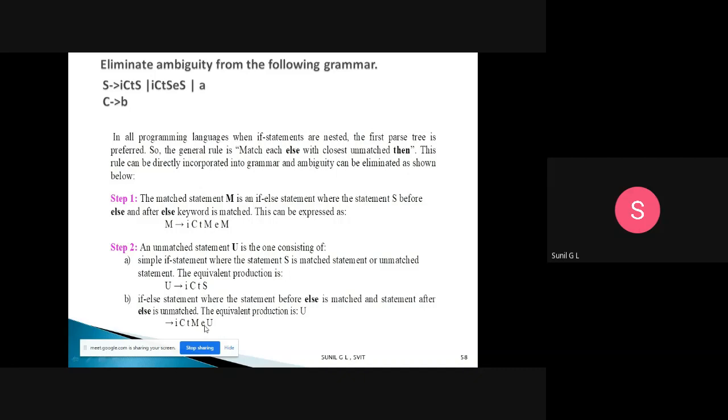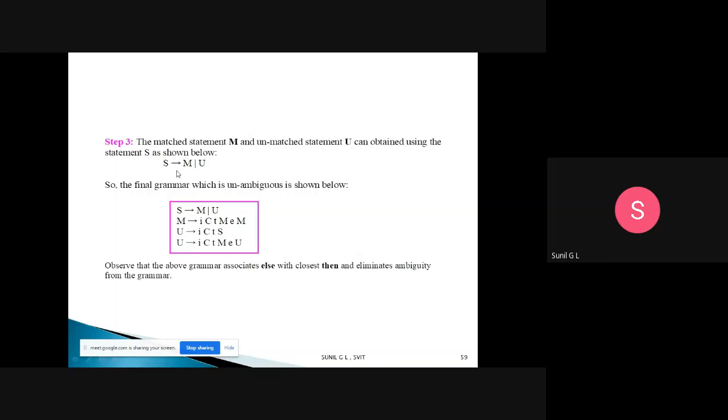So in that we don't have any else statement at all. It means this else is combined with this I only, that is, with the first then. So like that. For the final thing you need S tends to the final basic unit, that is, S tends to M or U. So from this grammar we won't get any ambiguity.